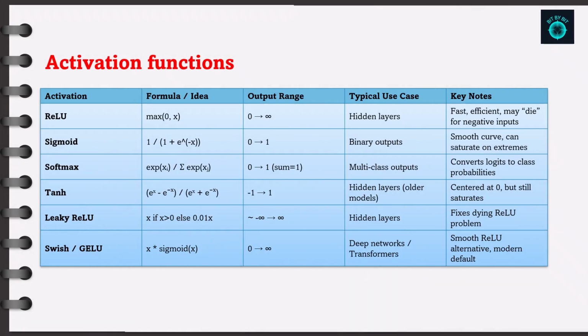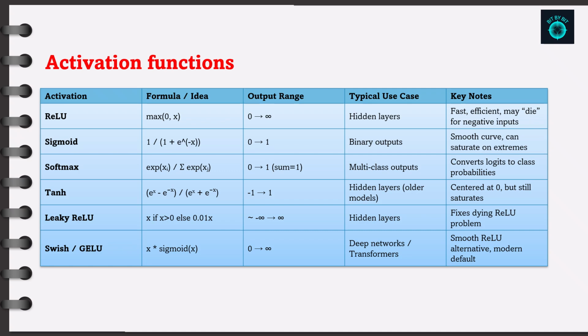Activation functions. Activation functions control how signals pass between neurons. They make neural networks nonlinear, allowing them to learn complex patterns. Let's compare the most common ones. ReLU, short for rectified linear unit, outputs 0 for negative values and the input itself for positive values. It is very fast and works best in hidden layers. Its only drawback is that neurons can sometimes stop learning when inputs are always negative. This is called the dying ReLU problem.